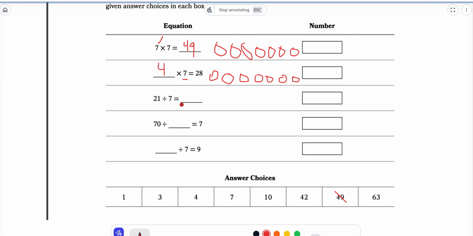4, good. 21 divided by 7 is equal to what, Allison? 3, very good. 70 divided by what equals 7? So 7 times what equals 70? That's another way you could put it, Juliana. 10, very good.